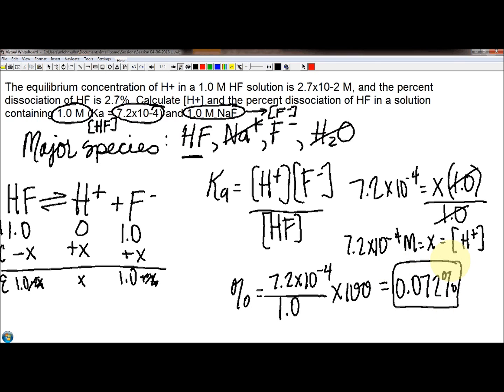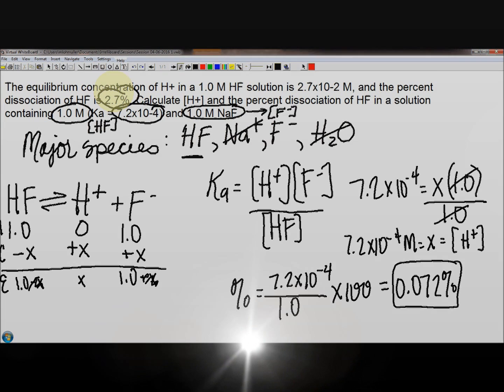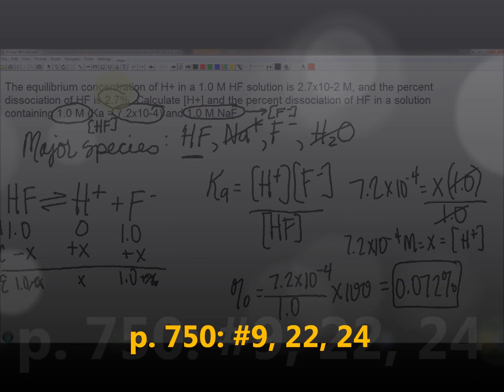If the original solution dissociated 2.7%, by adding the sodium fluoride, we were able to make sure that even less of the hydrofluoric acid would break apart, because of the presence of the fluoride ions from the NaF in the solution. They didn't have to break apart. And so that's why the number is different from the original percentage given in the problem. So that's it for level 67. Our problems for the homework are numbers 9, 22, and 24.